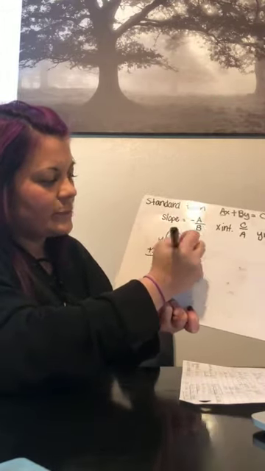The y-intercept is c over b, or c over the coefficient that's in front of the y. So c is negative 18, and b is 1. Negative 18 over 1 is negative 18. So that y-intercept is negative 18.